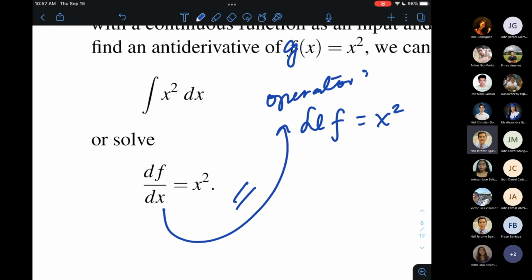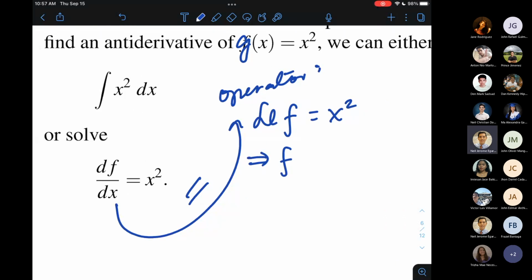Pero sabi nga ni Tricia, pag sinolve natin yan, makukuha natin ay x squared plus c. And c can be any constant, right? C is any real number because the derivative of any real number is equal to 0. So that means we have an infinitude of solutions. Infinitely many yung solutions para dito sa inverse problem, automatically siya ay ill-posed na.